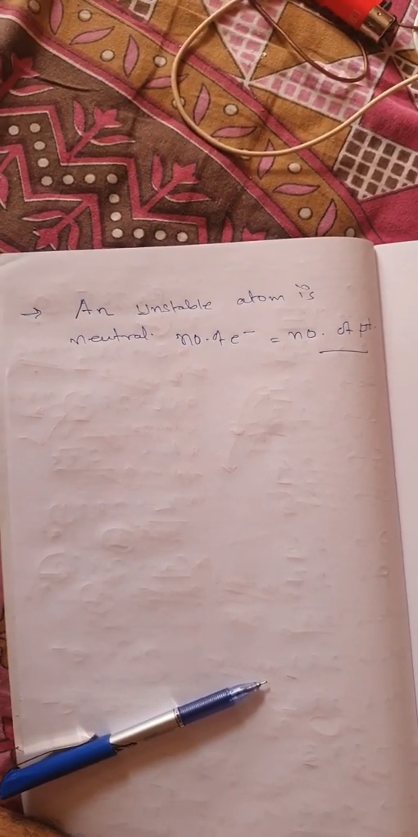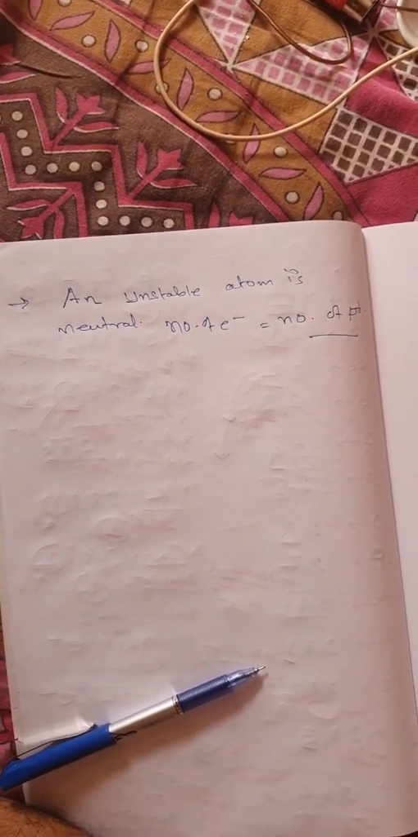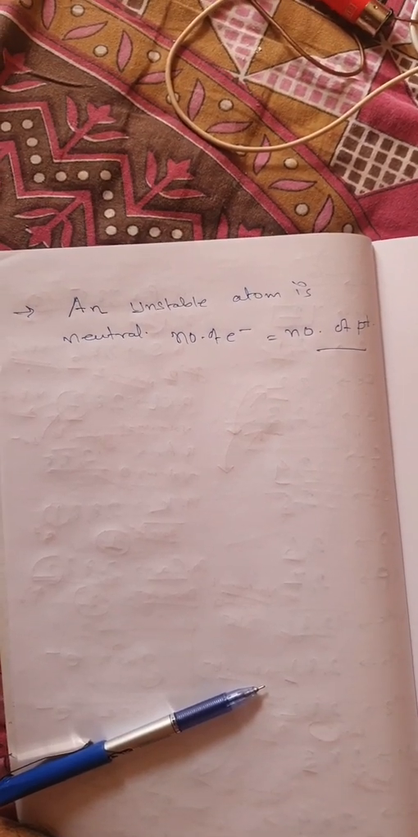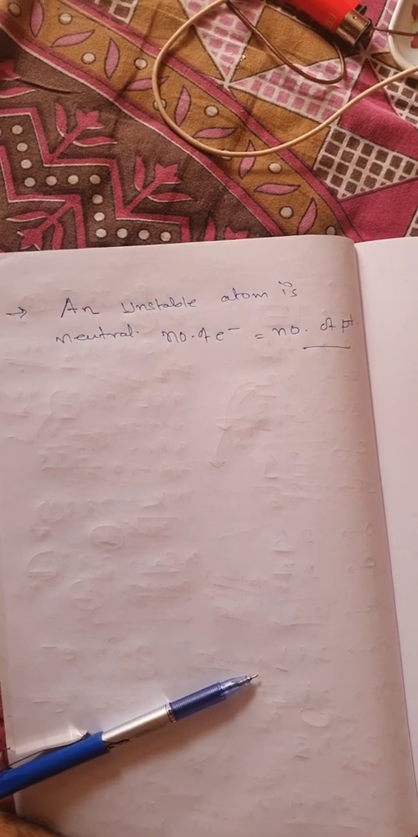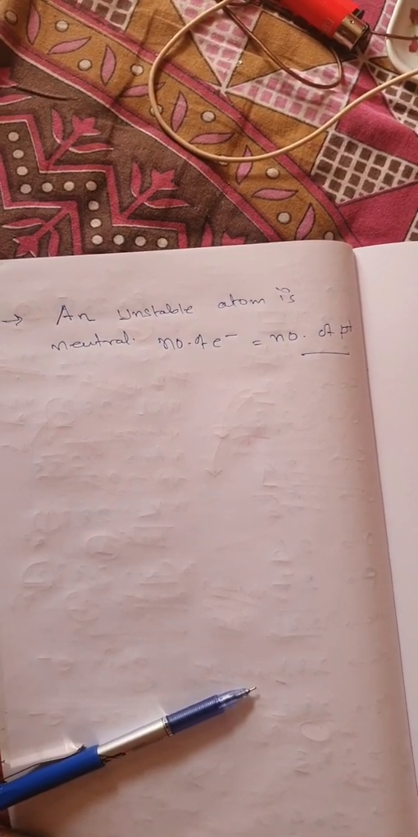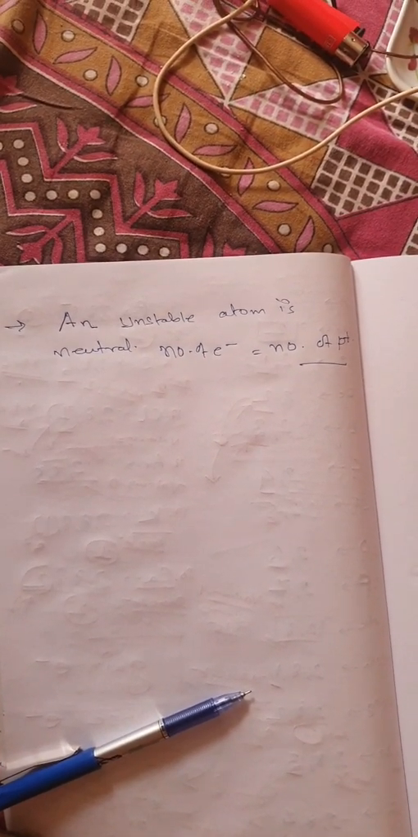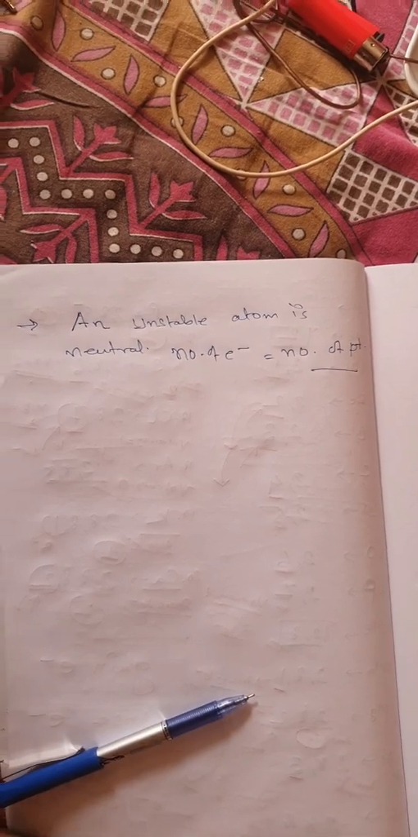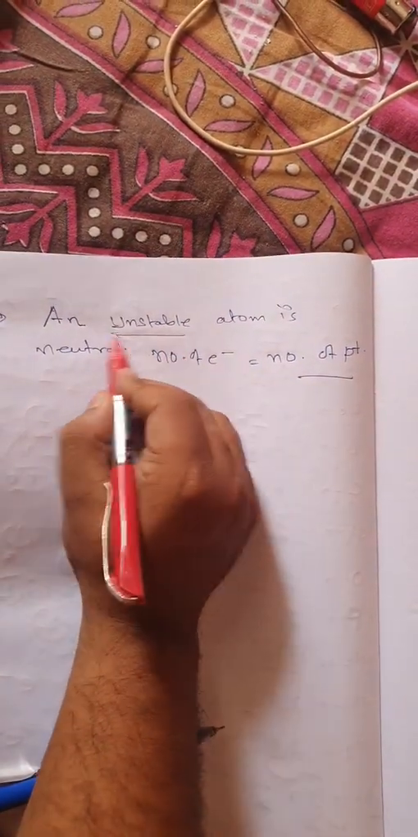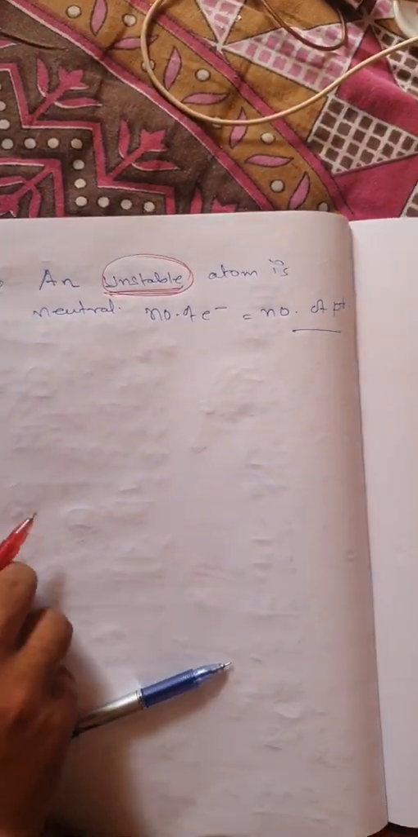So -1 और +1 कैंसिल हो जाता है. अगर 11 इलेक्ट्रॉन और 11 प्रोटॉन है तो +11 -11 कैंसिल हो जाएगा. अगर 18 इलेक्ट्रॉन 18 प्रोटॉन है तो +18 -18 कैंसिल हो जाएगा. अगर 20 इलेक्ट्रॉन 20 प्रोटॉन है तो +20 -20 कैंसिल हो जाएगा. तो ऐसे करके अनस्टेबल एटम न्यूट्रल है. लेकिन मैं अनस्टेबल क्यों बोल रहा हूं? क्योंकि तब तक उसने इलेक्ट्रॉन गेन और लूज नहीं किया है.